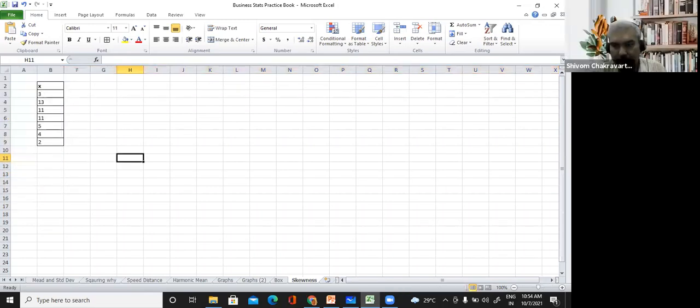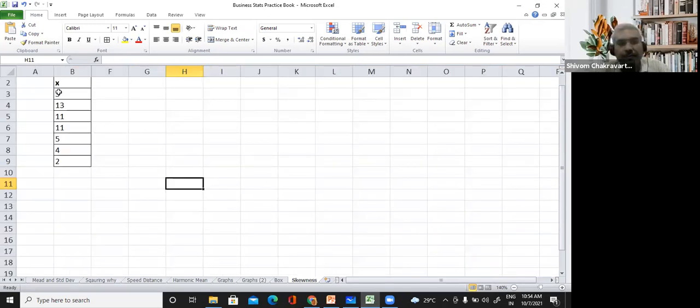Target is to find the skewness of this data. What do we do? So we have individual data points.